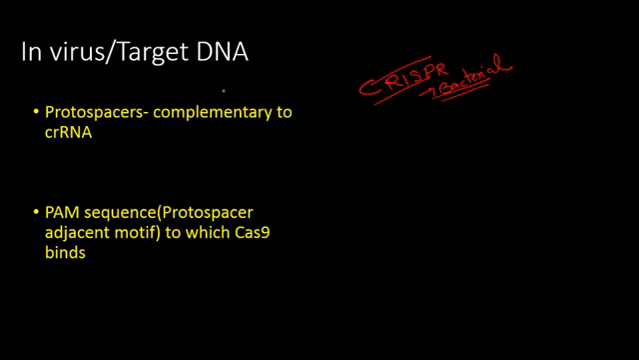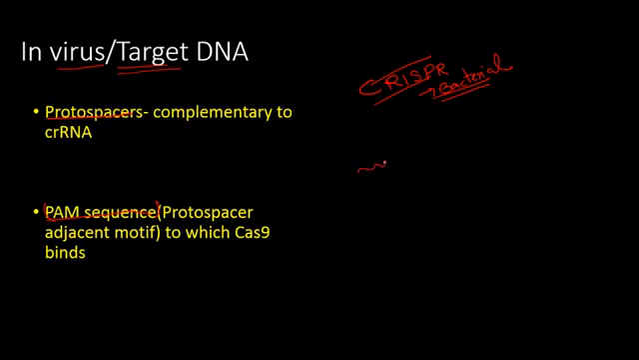Now we are coming to the genetic areas that are present in the virus or target DNA that are required for the system to act. So first one is protospacer, and second is PAM sequence. We already mentioned PAM sequence once, but we did not say what it was. Now protospacer is the part of the viral DNA that is complementary to the CRISPR RNA.